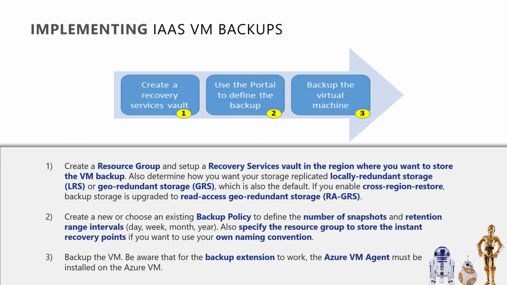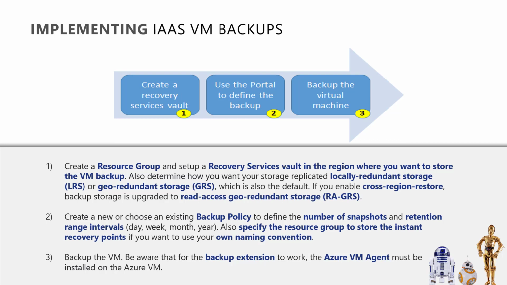Implementing IaaS VM backups is quite simple. You need to create a resource group, and after that, you need to create a recovery services vault in the region where you want to backup your VMs. Keep in mind that you can only backup VMs in the same region as where your vault is located.